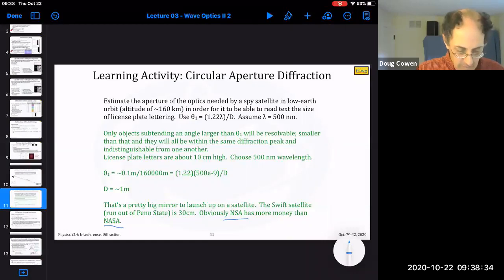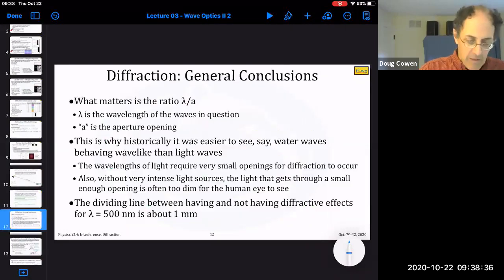So let me now make some general conclusions about diffraction. What matters is the ratio of the wavelength lambda to the slit opening, or more generally, a, the aperture opening. That's why, in the past, it was a lot easier to see diffractive effects when people were looking at water waves as opposed to light.